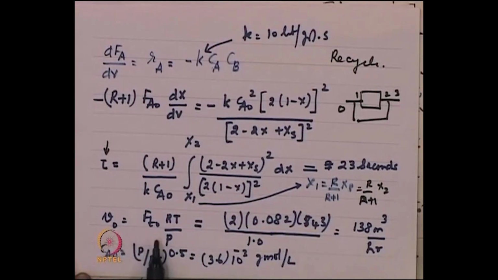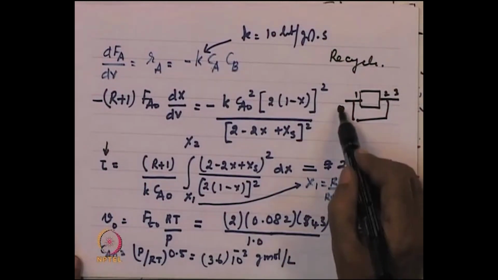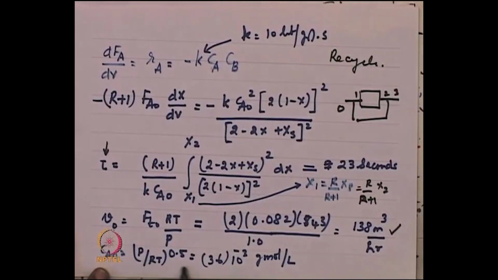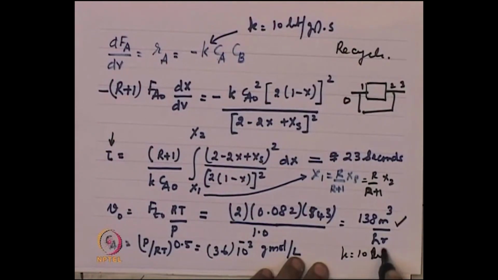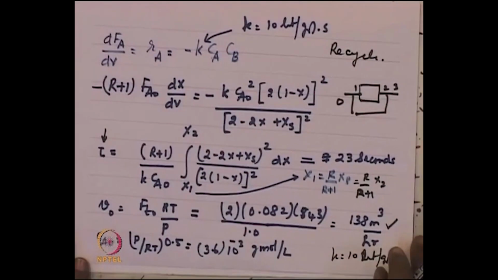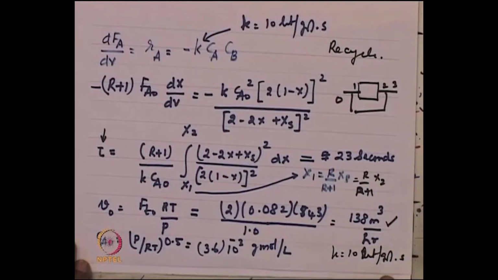FA0 is what in this particular case? 2 kilomoles per hour and so on. I have calculated the molar flow rate as so many cubic meters per hour, and the concentration at the reactor inlet CA0 = P/RT, okay, that comes out to be 3.6 × 10^-3 gram moles per liter. So, we know CA0, and the K value is given as 10 liters per gram mole per second. I will write here K equal to 10 liter per gram mole per second. So, K is also given, we can calculate all these numbers, and that is how I got this number as 23 seconds when K is equal to 10 liter per gram mole second.